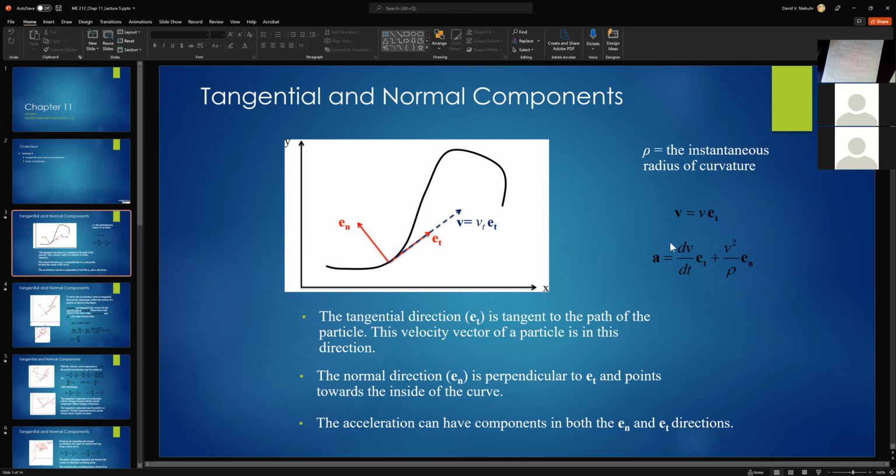So the acceleration has two components. It's the time derivative of the velocity times the tangential unit vector, and then it's the velocity squared over the radius of curvature times the unit vector for the normal direction. These equations right here are probably the most important part of this slide.